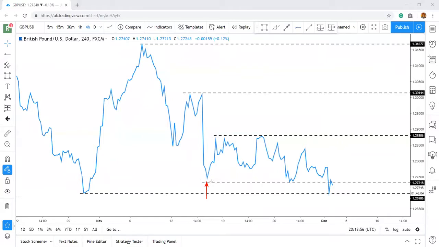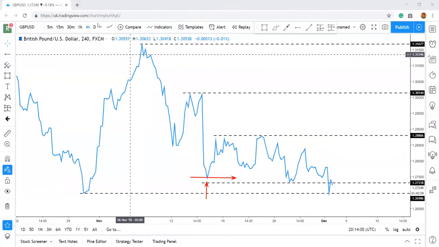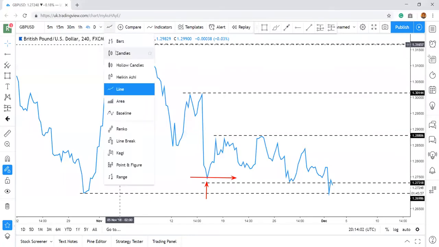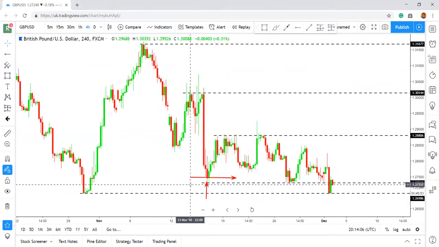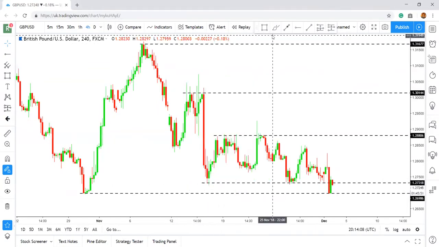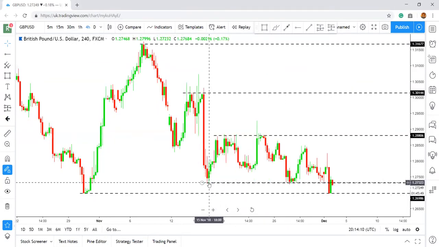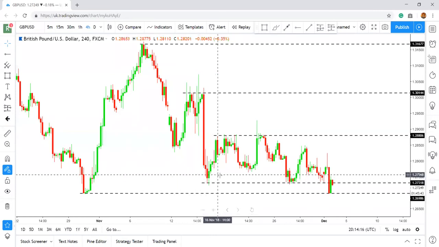Does anybody know why the spear shape is not touching this level? No? I don't know. See the wicks? Can you see the wicks? Yeah. The line chart does not pick up on wicks. It only picks up on the bodies of the candles.